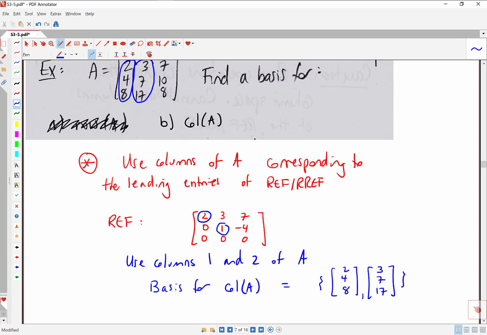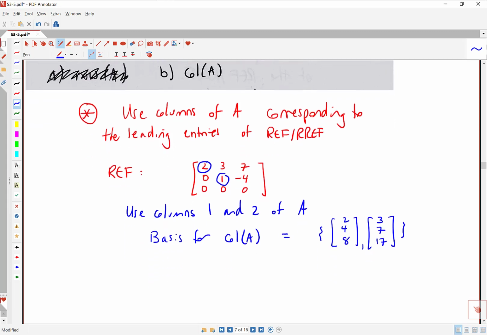So this is very different than how we built a basis for the row space of A. For row space of A, just grab the non-zero rows of the REF. For the column space of A, you use the leading entries as a guide for which columns of A to use. And you always have to refer back to the original matrix and grab the appropriate columns to form your basis. Okay, so let's talk about this in a little bit more detail.